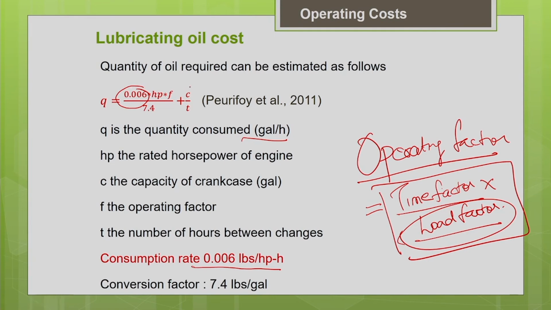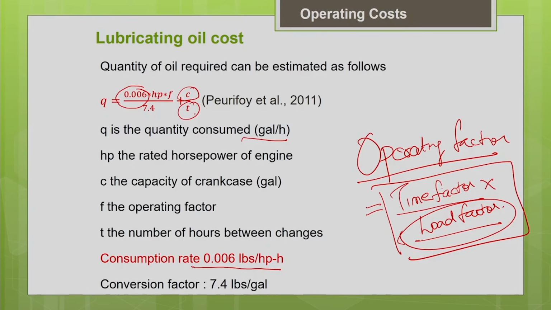Then another thing is your crankcase capacity. That varies from machine to machine. So it depends on the crankcase capacity and the number of hours between the changes. That depends upon your project working conditions, whether it is an extremely dirty condition, then you have to change it frequently, and also on the company policy, as I told you earlier. And this 7.4 is a conversion factor. Q is the quantity of oil consumed in gallons per hour, but the consumption rate is in pounds per horsepower hour, so the conversion factor is 7.4 pounds per gallon.